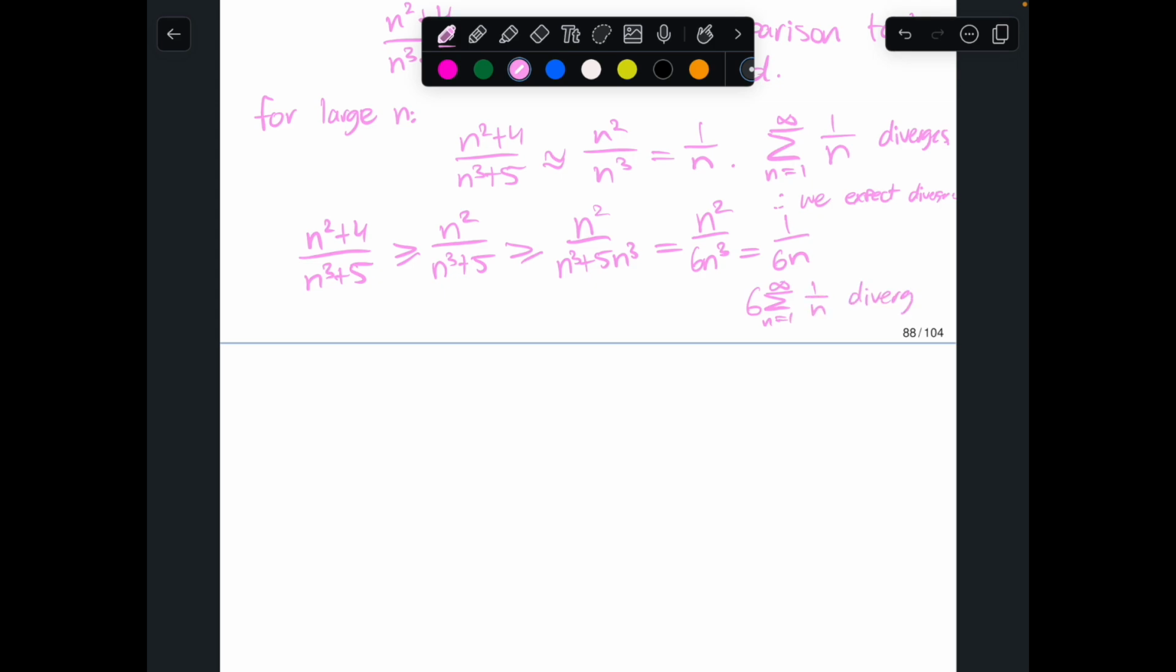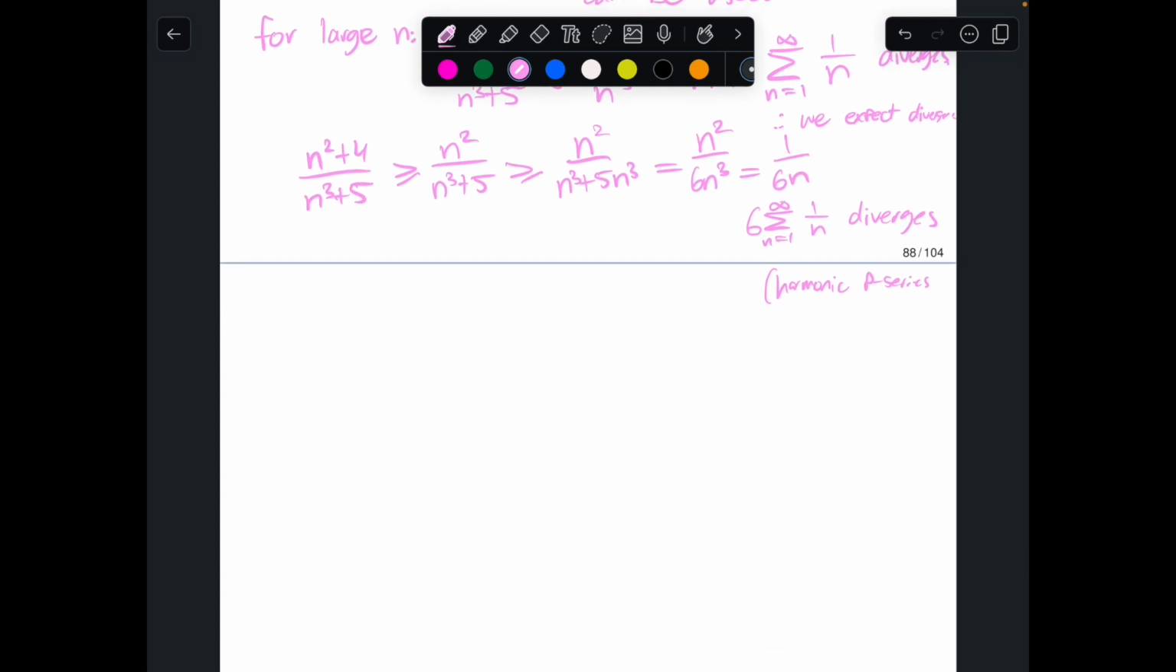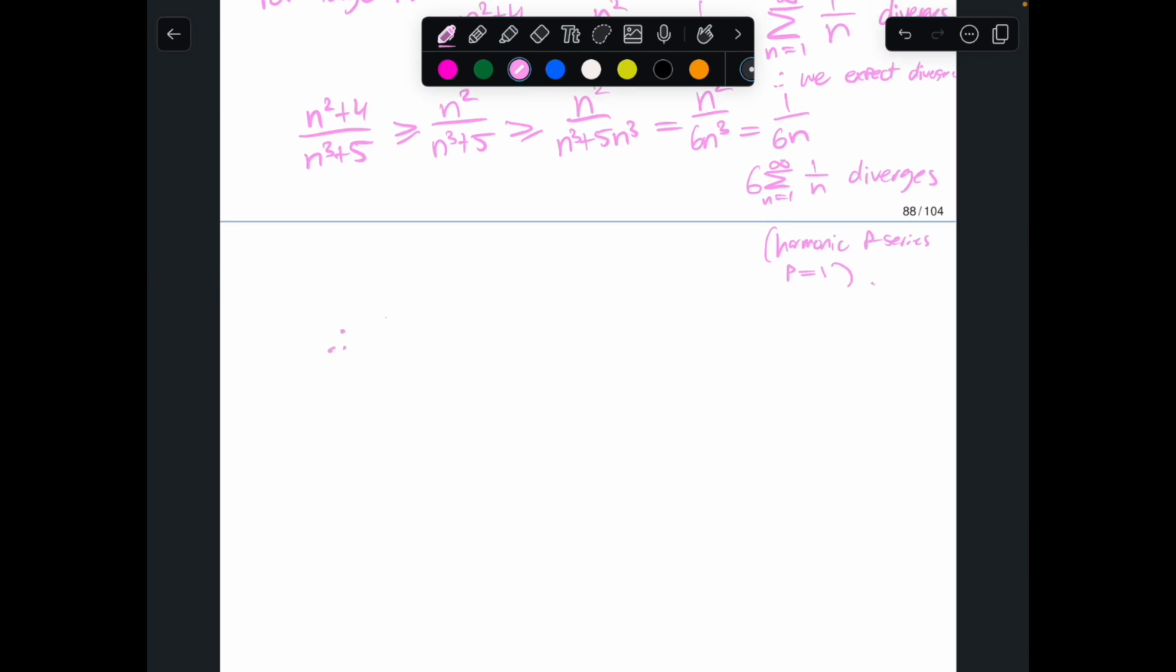And you can say that the series of 1 over 6n diverges, since it's a harmonic p-series where p equals 1, and therefore our series n squared plus 4 on n cubed plus 5 must diverge by the comparison test.